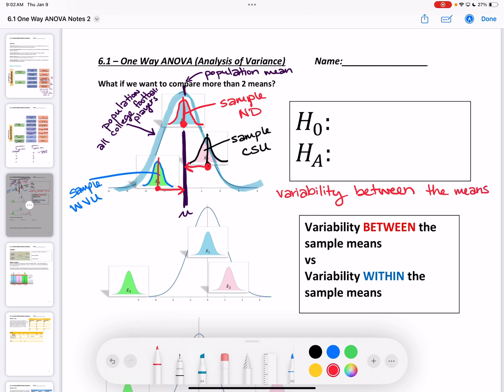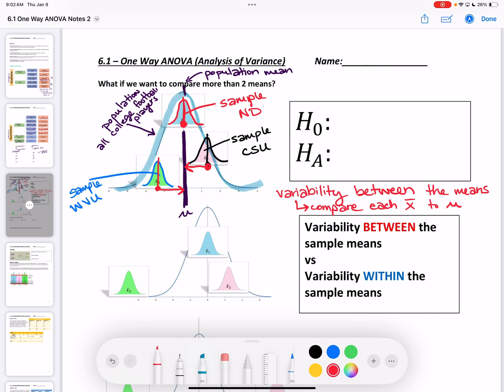So if I look at those means compared to one another, if I pulled them all from the same population, which would be all college football players, then you're comparing each X bar, which is your samples, to mu. All right? So that's called the variability between the samples, between the sample means.